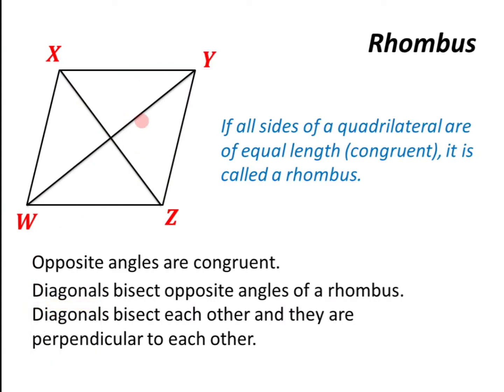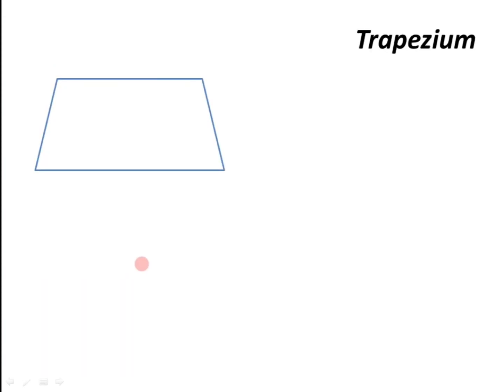So for this diagram, suppose these diagonals XZ and YW intersect at point O, then in that case XO is congruent to OZ and OW is congruent to OY, as these diagonals bisect each other and they are perpendicular to each other also. That means the angle between them is a right angle. So this is the property of a rhombus, that is, diagonals of a rhombus bisect each other and they are perpendicular to each other. The next type of quadrilateral is a trapezium.